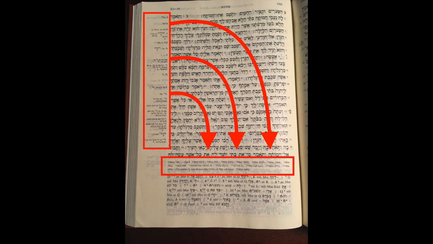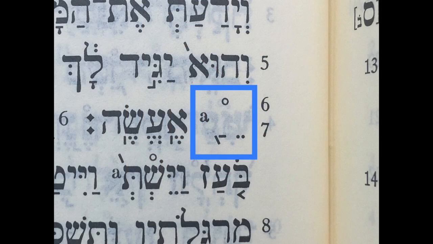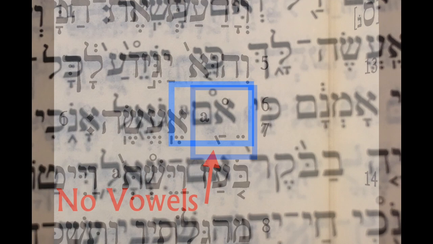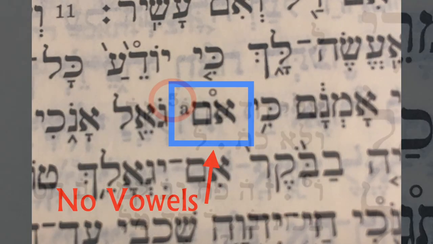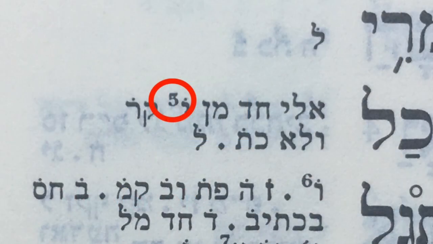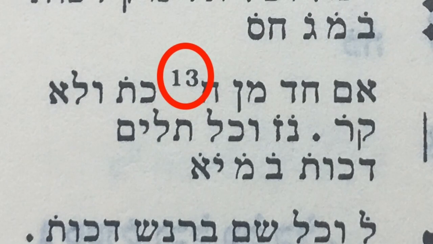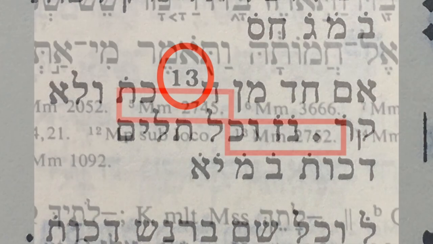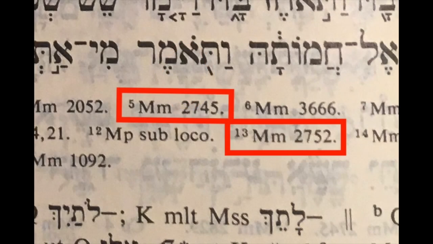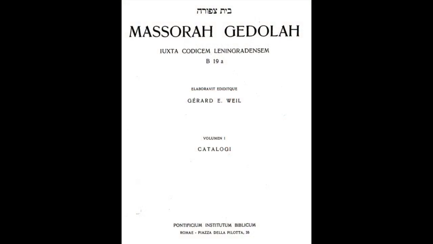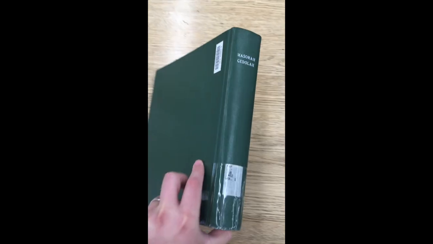So let's look at the two examples that we just studied, those super rare cases, the one that didn't have the word Eli, and the one that had the word Im without vowels. If we look at these notes, we see small superscript numbers, in this case 5, and in the other case 13, and that tells us to go down and look at the Masorah Gedola. What we see at numbers 5 and 13 are Masorah Magna, MM, 2745, and Masorah Magna, 2752. And this is going to bring us to another book called the Masorah Gedola by Weil. And this book actually is part of the BHS.